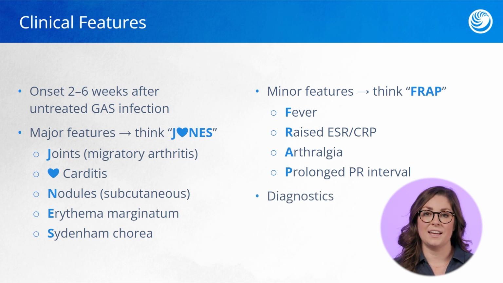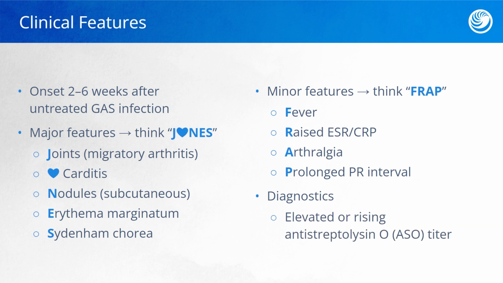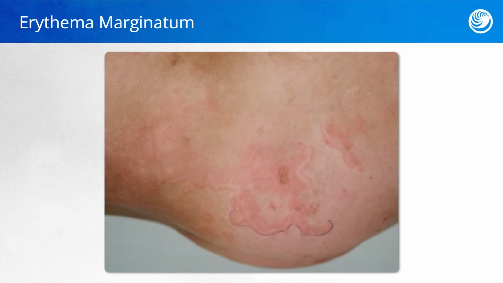Rheumatic fever is diagnosed via an elevated or rising ASO titer, also known as anti-streptolysin O. This is a blood test that measures the antibodies against anti-streptolysin O, which is a product produced by the Group A strep bacteria. As you can see, this image is an example of the rash clients may develop with rheumatic fever, known as erythema marginatum.